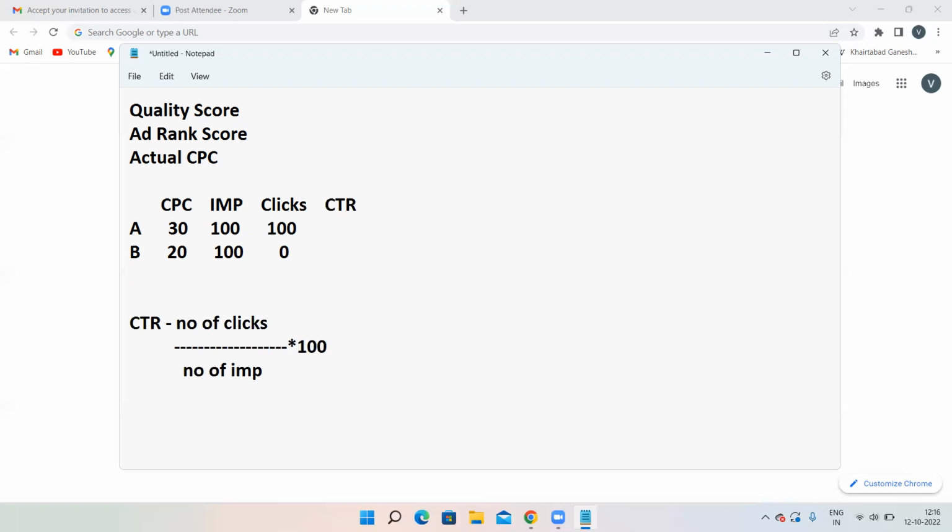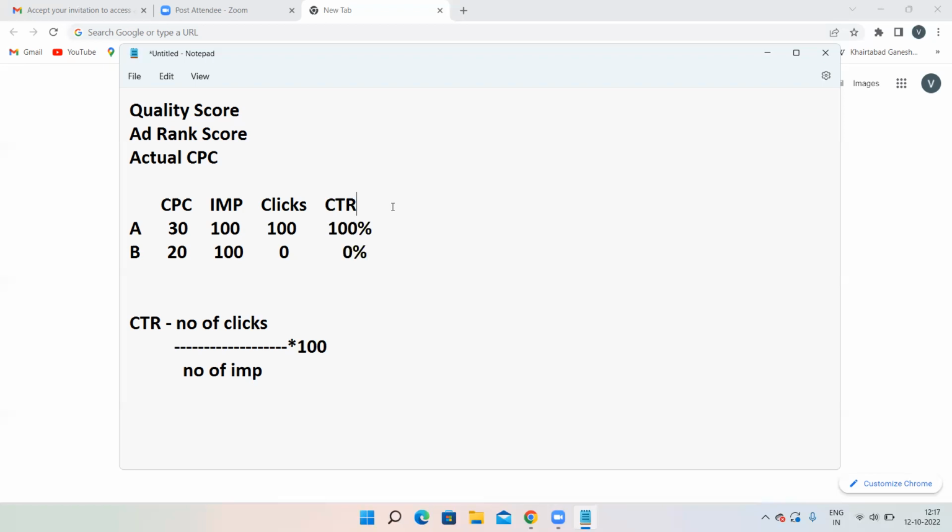Cost, 100. Correct only, na? 100%. Yes, ma'am. 100. And what will be the CTR of B? 0 by 100 into 100? 0%. So the CTR of B will be 0%.